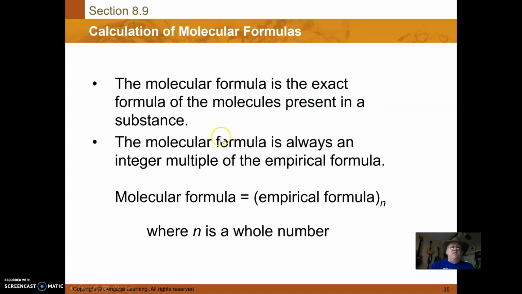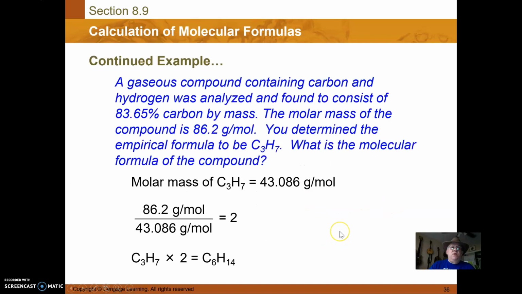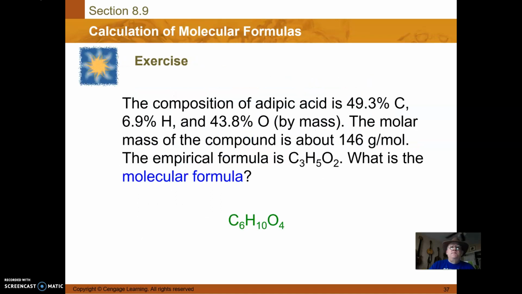The molecular formula is the exact formula of the molecules present in the substance, okay? So the molecular formula is always an integer multiple of the empirical formula, okay? So it's going to be a multiple of the empirical, a whole number. The thing about it is you have to find out what your empirical formula is to figure out what your molecular compound is, okay? And there you go. That's it.